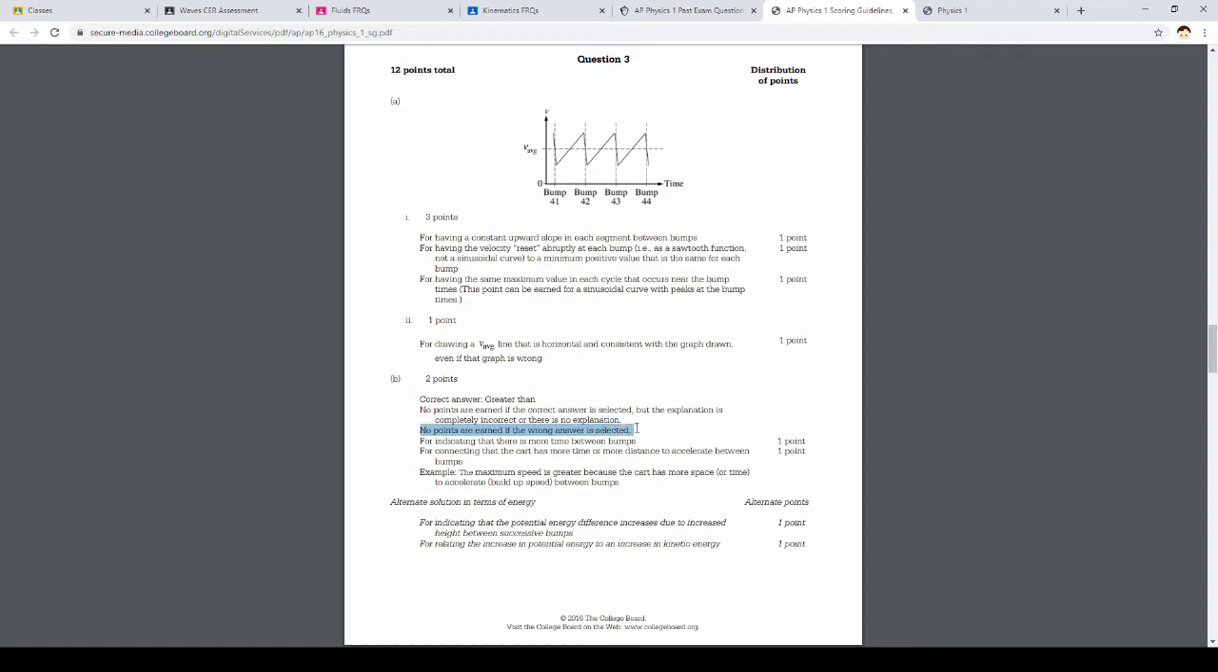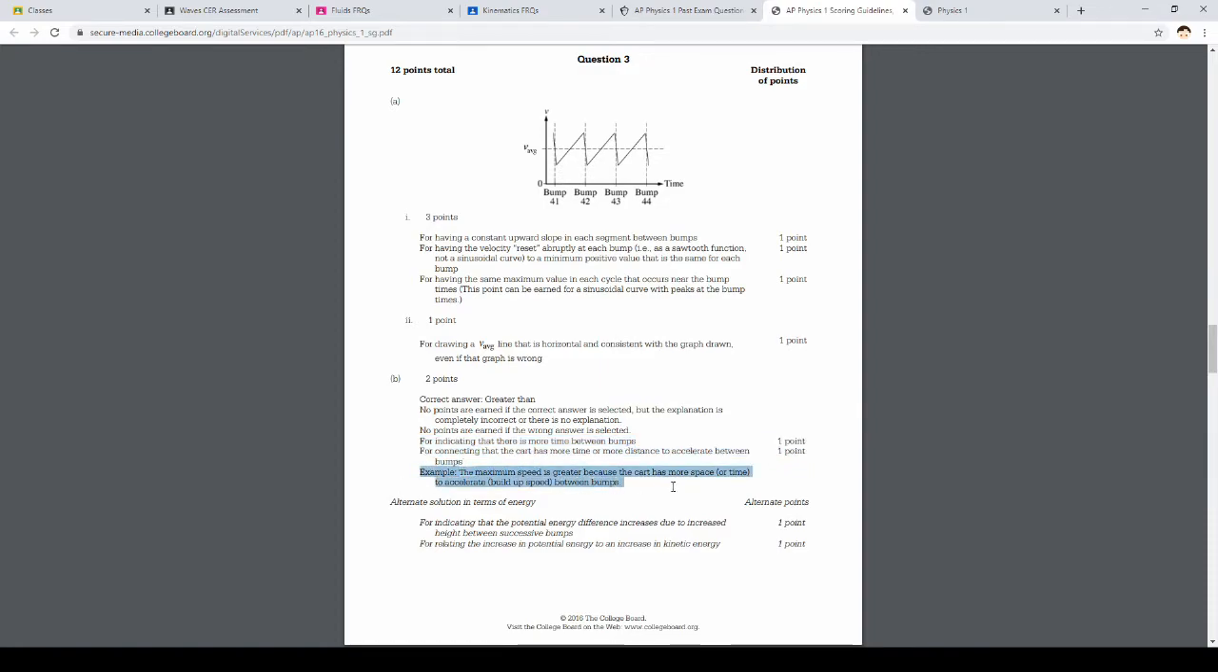No points are earned if the wrong answer is selected. So if you picked the wrong answer, even though there's no points for picking the right answer, picking the wrong answer immediately invalidates your response. You need to have some statement that there is more time between bumps, and for connecting that the cart has more time or more distance to accelerate between the bumps.